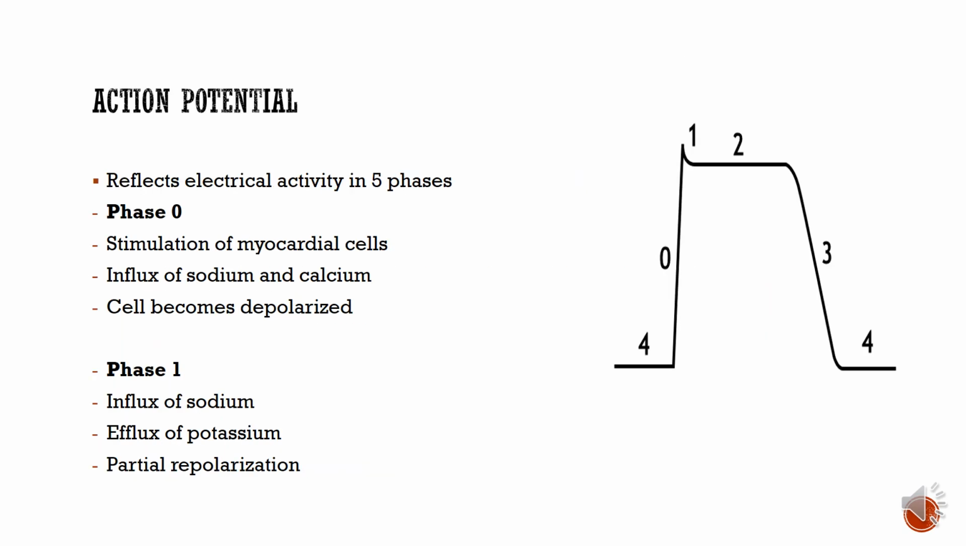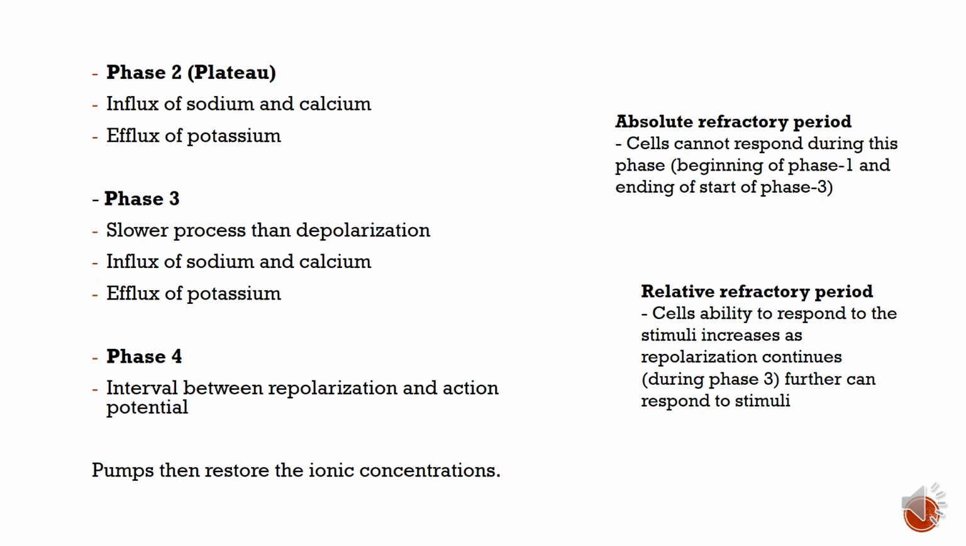So, action potential, it has five phases. Phase 0, in which the stimulation of myocardial cells takes place, influx of sodium and calcium, and cells become depolarized. Phase 1, influx of sodium and efflux of potassium. Here, partial repolarization takes place.